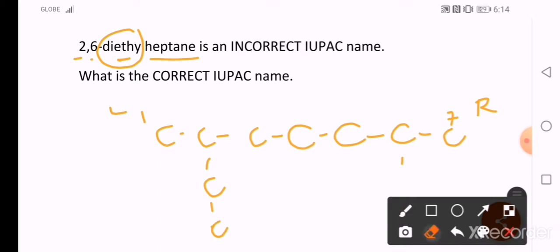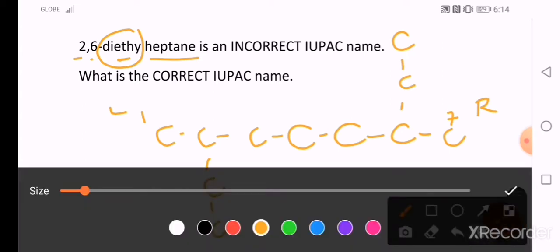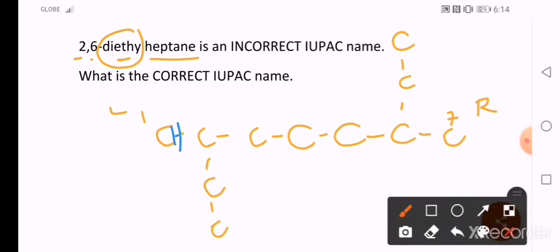Okay, so alisin natin to dito muna. Okay, so dito natin ilagay. So you have the ethyl. Okay, so after you had the carbon skeleton, you can now identify the hydrogen. So let's have another color. So this one will have 3 hydrogen. So this one is 3 hydrogen.